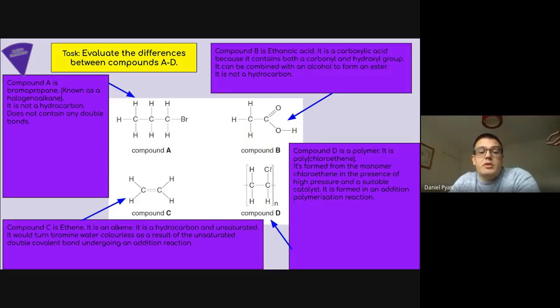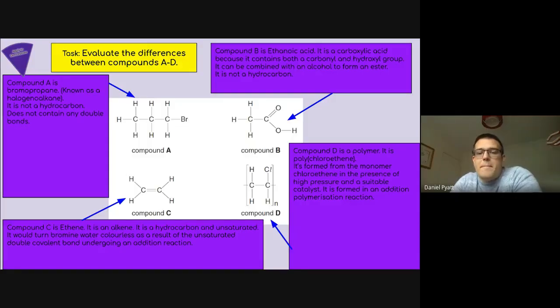Because it's got a double bond, it can undergo an addition reaction. That addition reaction could be an addition polymerization, for example. So it could form polymers, would be another thing you could put for that. If it did form a polymer, it would be polyethene. Okay, all of those are things that we can say about compound C. So that's compound C, done.